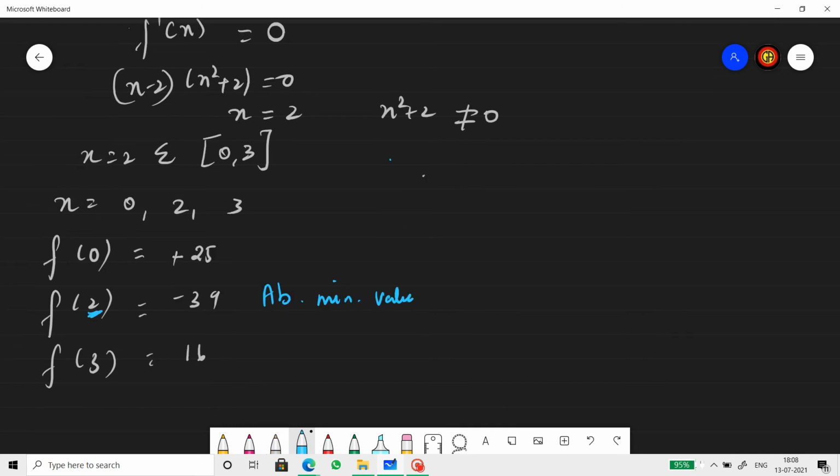Come on. So yes, we got f of 0 as 25, f of 2 as minus 39, f of 3 as 16. Minimum out of this is minus 39. So absolute minimum value is minus 39. And x is equal to 2 is absolute minima. Also, 25 is absolute maximum value and x equal to 0 is absolute maxima. I'm writing in shortcut, you don't write. Absolute maxima.